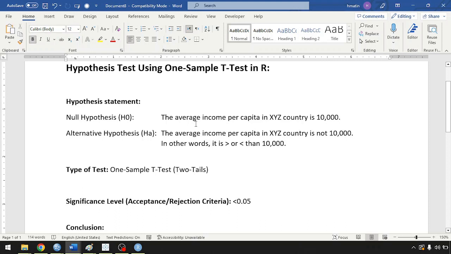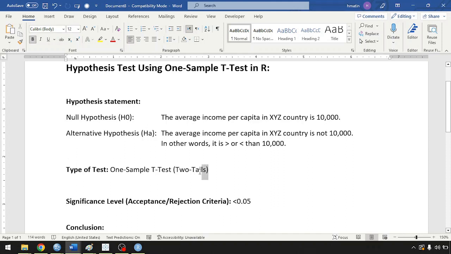Hello everyone. Today I'll be conducting a hypothesis test using a one sample t-test in R. The null hypothesis is that the average income per capita in XYZ country is 10,000. XYZ country is just a given name for the sake of this experiment. The alternative hypothesis is that the average income per capita in XYZ country is not equal to 10,000. It's either above or below. The type of test that we will do today is a one sample t-test.